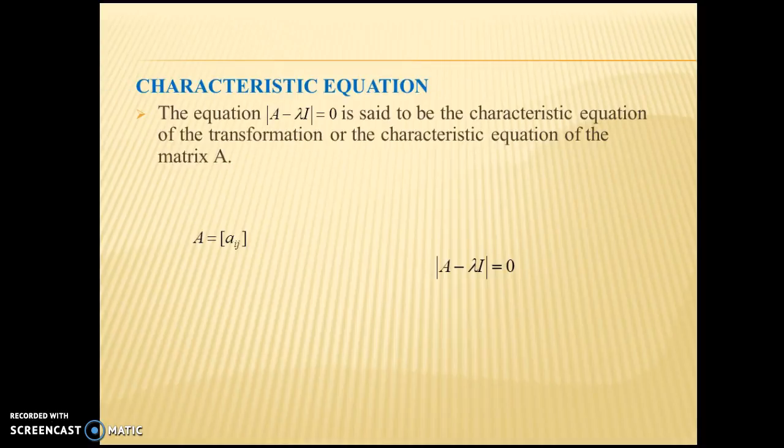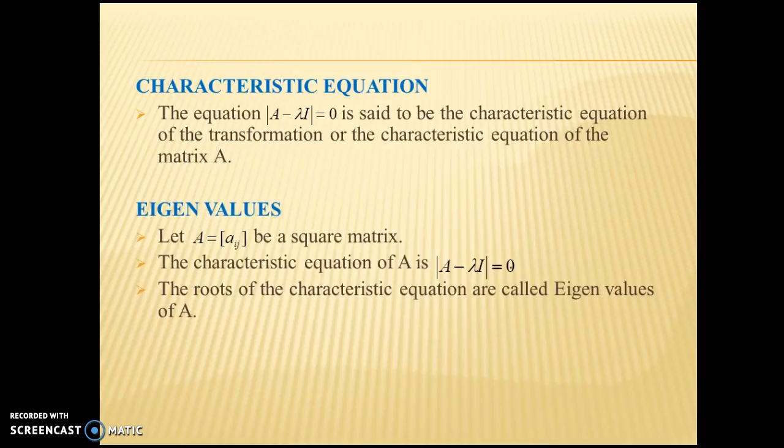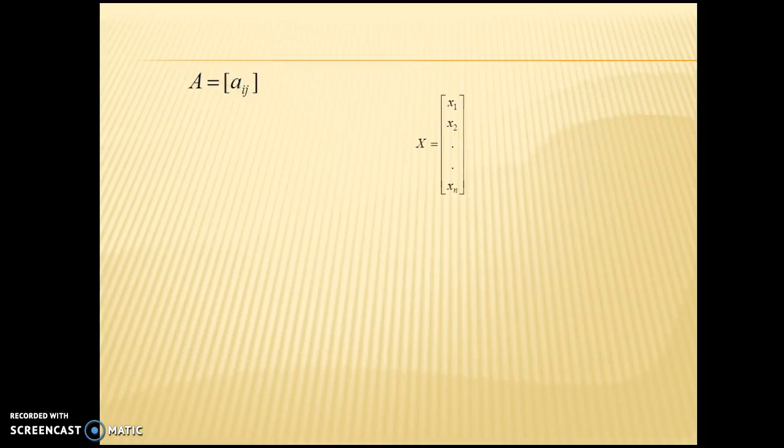So, next we see characteristic equation. An equation modulus of A minus lambda I equal to 0 is said to be a characteristic equation of matrix A. So, eigenvalues. Let us consider capital A be a square matrix. The characteristic equation of A is modulus A minus lambda I equal to 0. The roots of a characteristic equation are called eigenvalues of A.